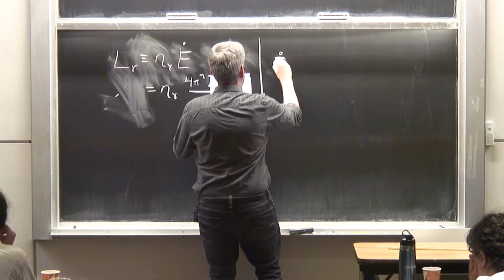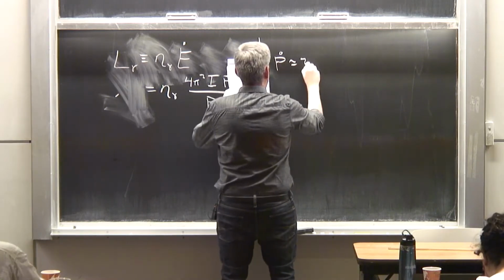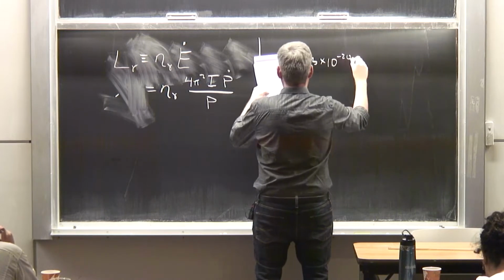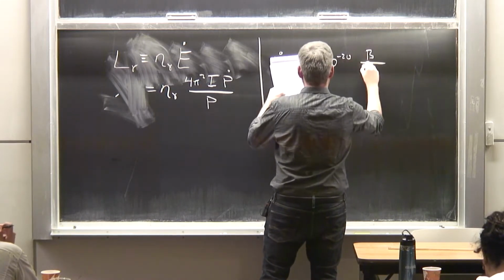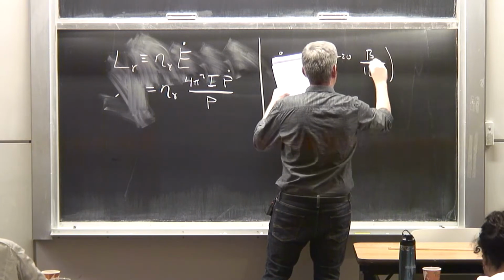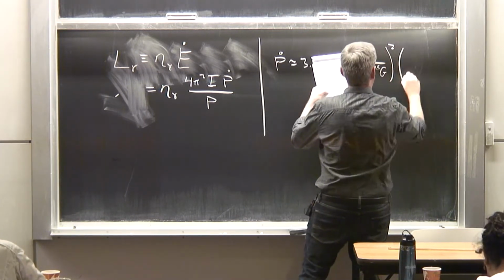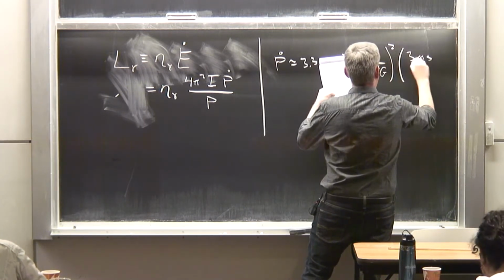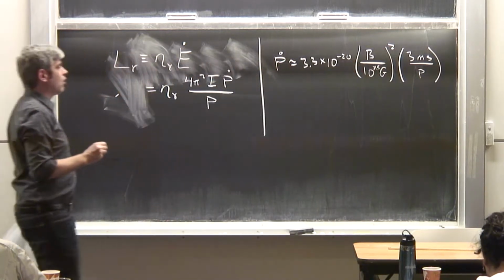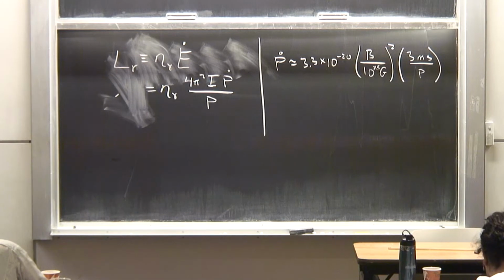That gives you a rate of change of the period that I'm not going to derive, but I'm just going to quote it for you. This is 10^8.5 Gauss, and that's the period in milliseconds. These are benchmark numbers for a millisecond pulsar, and I'll talk about the distinction between young pulsars and millisecond pulsars in a second.